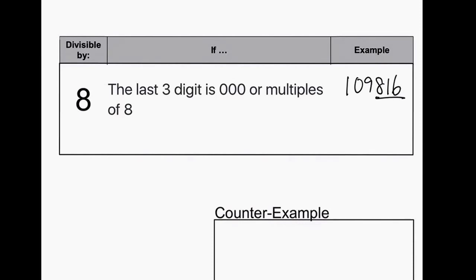So we must see whether it can be divided. Don't go ahead and do the long division from 816. I can show you a shortcut. 816, I minus the biggest, easiest multiple of 8 that I can find, which is 800. Then I get 16, correct? So 16 is a multiple of 8. So this number is divisible by 8.